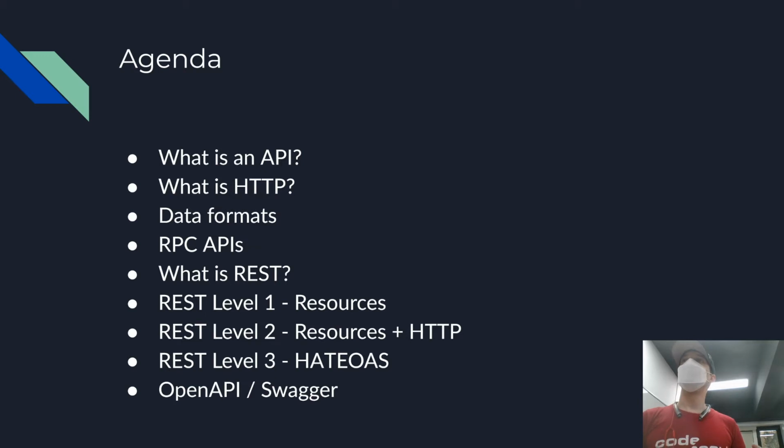Okay. And then we'll cover RPC APIs, which is how many APIs start out, followed by what is REST, what exactly is the thing that we'll be learning, then the different levels of REST, because normally you don't just start out with a fully complete REST API already, you take it in steps, right? And then lastly, we'll go over documentation. Now that you've built your API, how do you document it? How do you share it with other people?